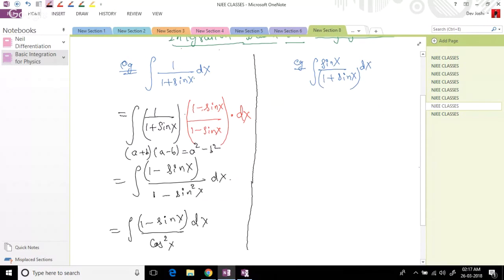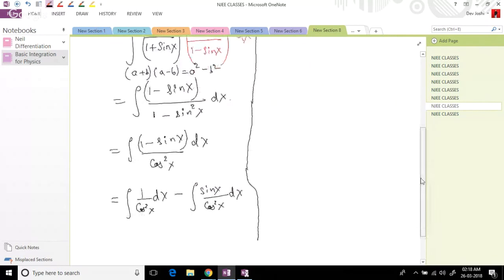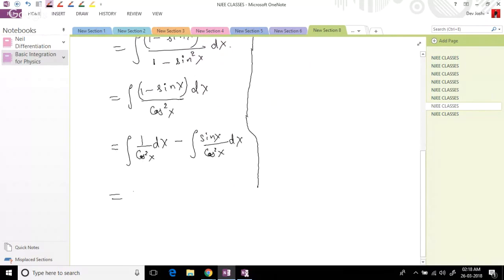Now again, separate the variables. Here we have 1 upon cos square x dx minus integral of sin x upon cos square x dx. So 1 upon cos square x is basically sec square x. So integral of sec square x minus, again, sin upon cos. Sin upon cos is tan x, and 1 upon cos is sec x. So can I write it down like that, sec x multiplied by tan x.